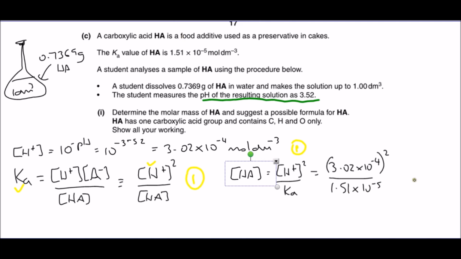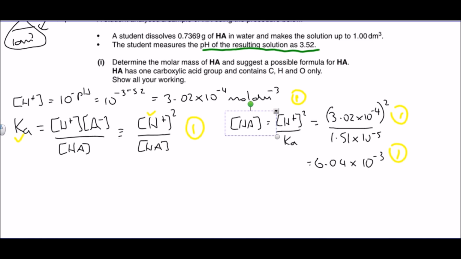And quite generously, I thought, you get a mark for just substituting in those numbers. You equally get a mark for being able to use your calculator to come to an answer for that. So that's another mark for us. We're on 4 so far.